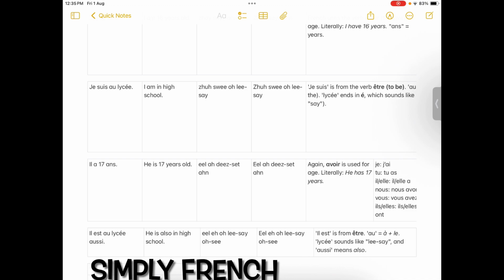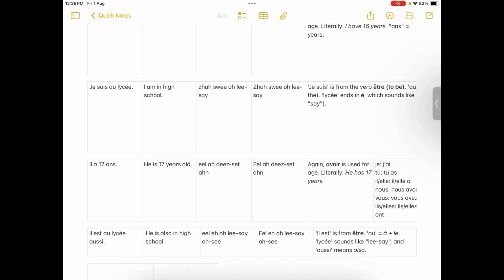The last sentence: il est au lycée aussi. He is also in high school. Il est au lycée aussi. In the next two columns, you can see the explanation for the pronunciation and why au is used. Au is used because lycée, high school, is masculine. Thank you.